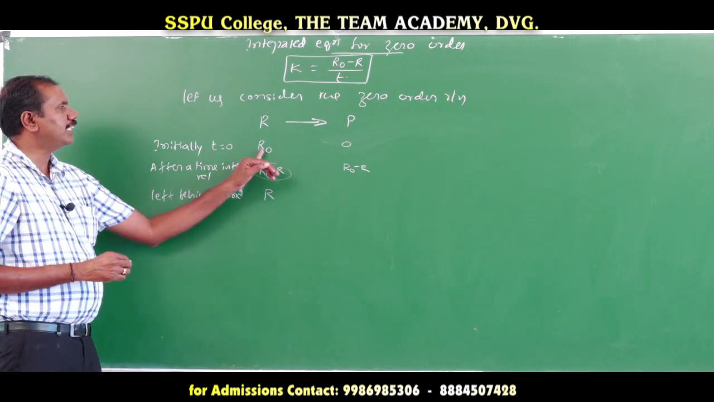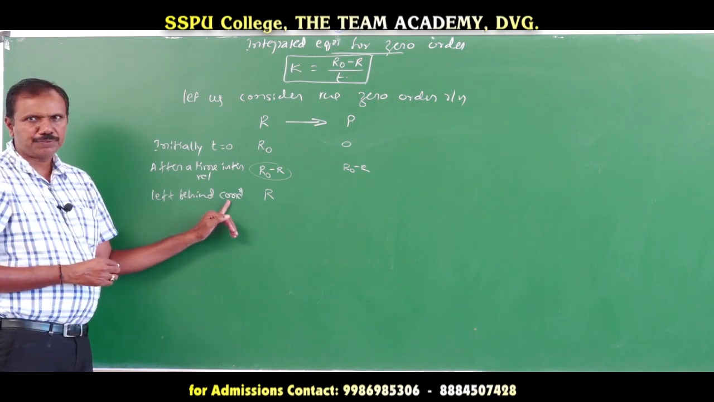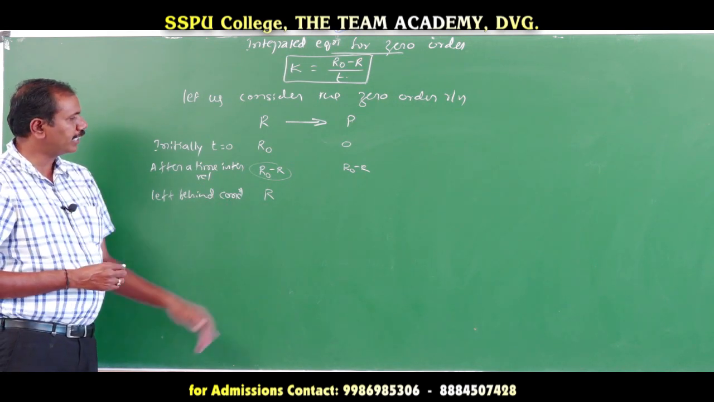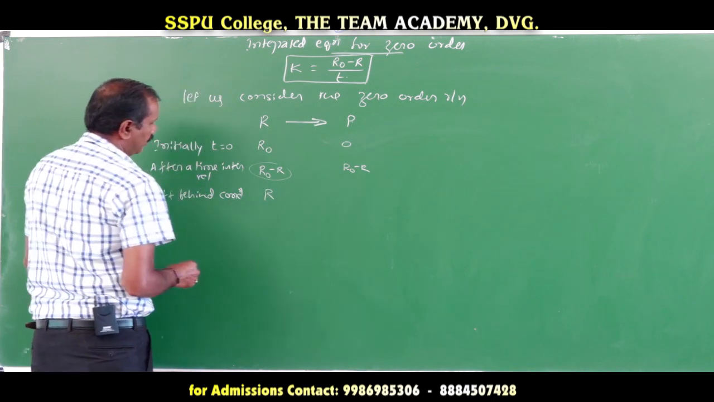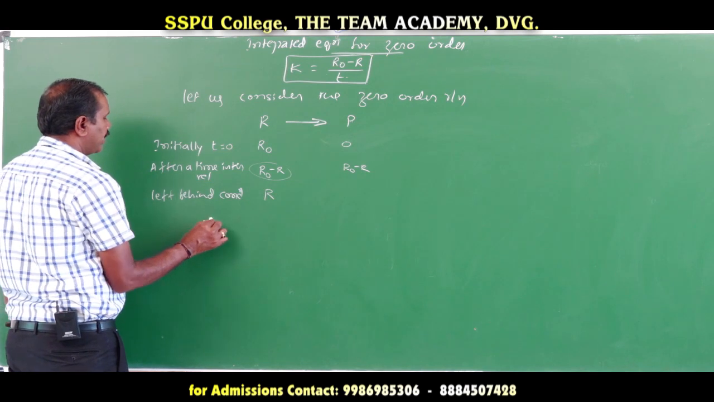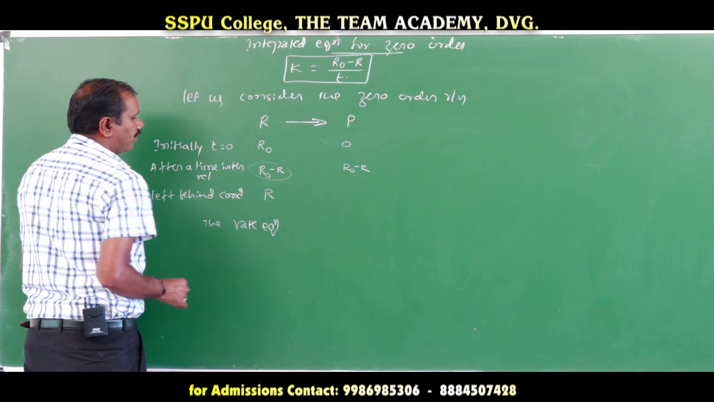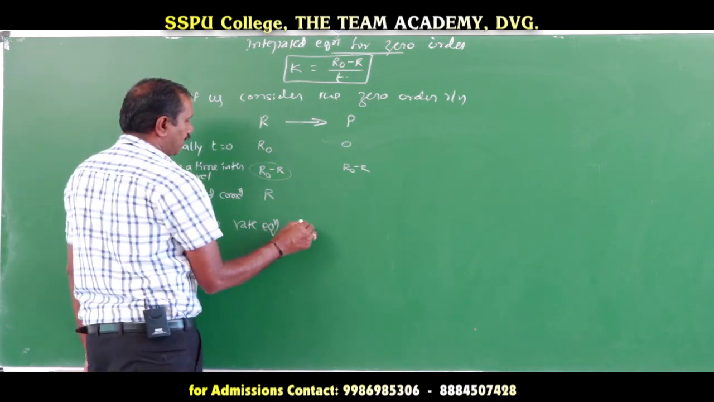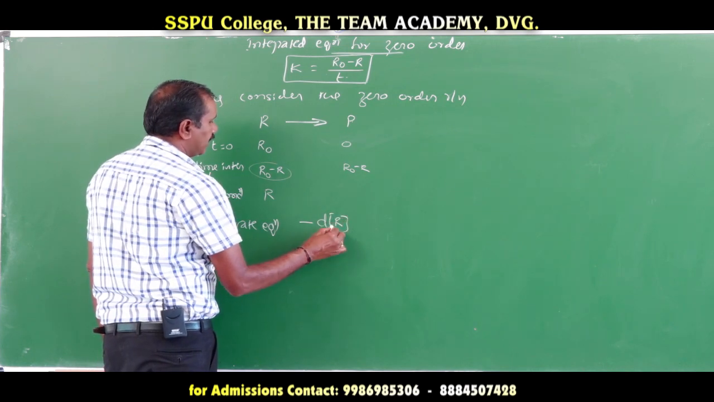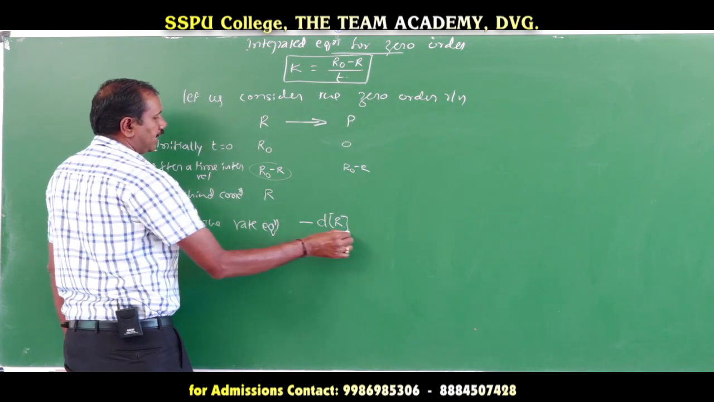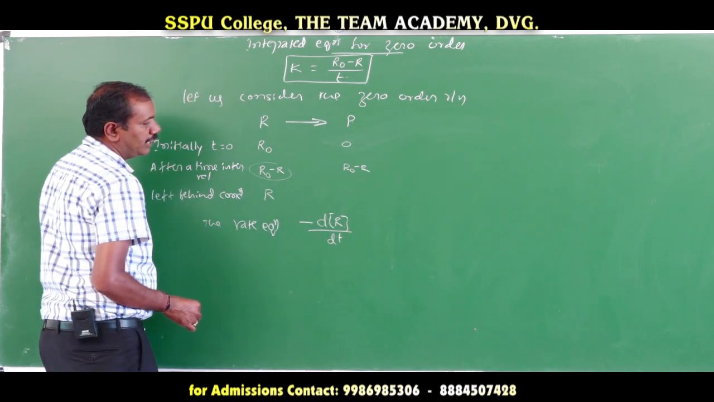The initial concentration is R naught, when time is 0. After a time interval, after a few seconds or few minutes, the concentration left behind is R. Now the rate equation for this reaction, that is minus dR by dt, the change in the concentration of reactant R with respect to time dt.